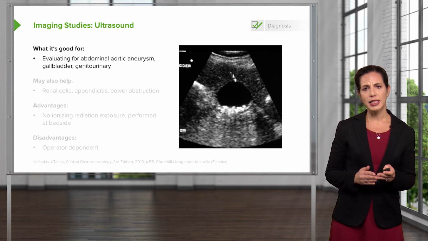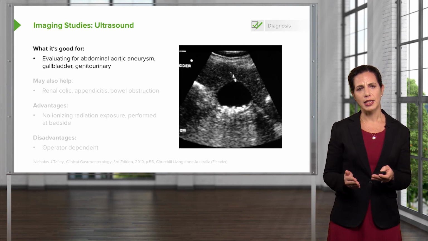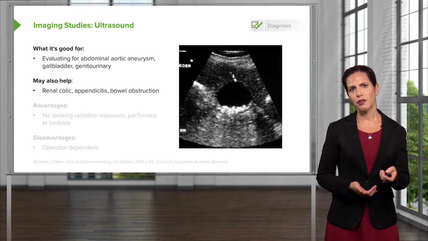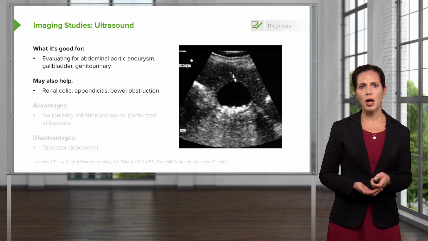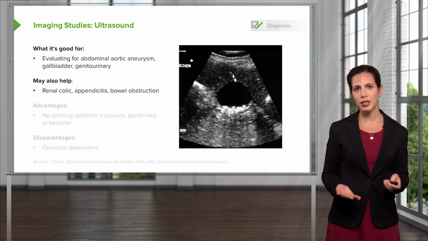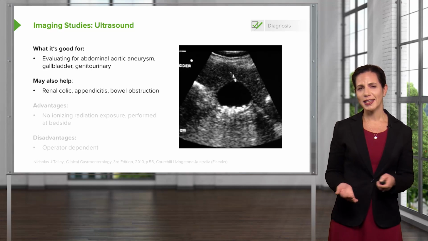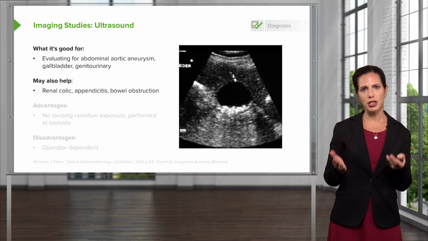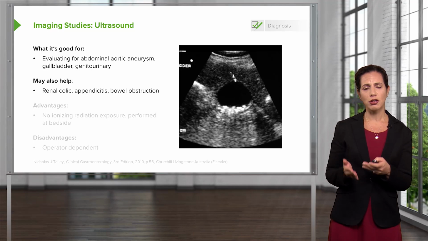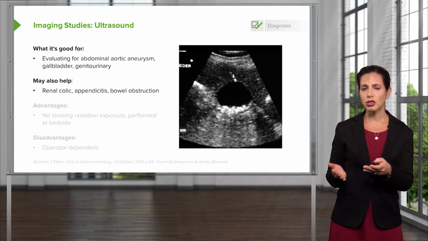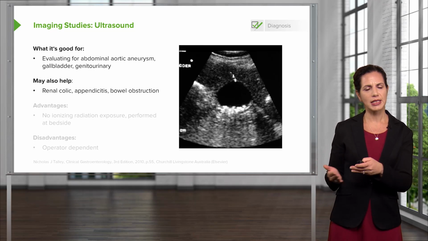And it can go ahead and take a look and see how big the aorta is, gallbladder stuff, as well as genitourinary conditions like testicular torsion or ovarian torsion. It may also help in renal colic, so you can get an ultrasound of the patient's kidneys and see if there's any obstruction. You can look at the appendix. That's very operator dependent. So some people, when they're performing ultrasound, are very good at looking at the appendix, and ultrasound is actually the most common imaging modality that's used when working up pediatric patients for appendicitis.